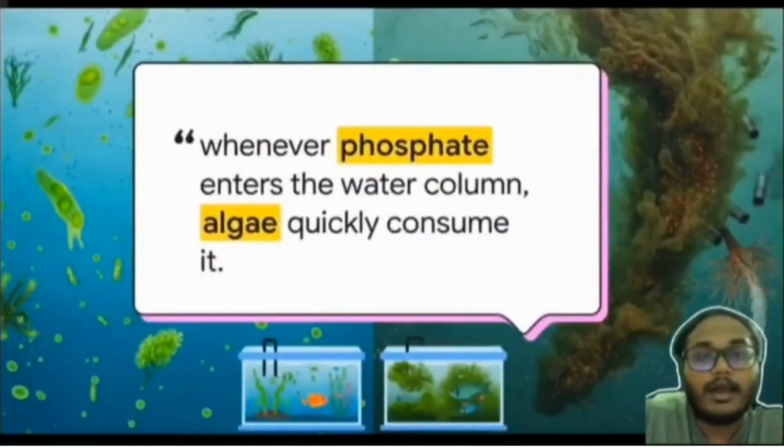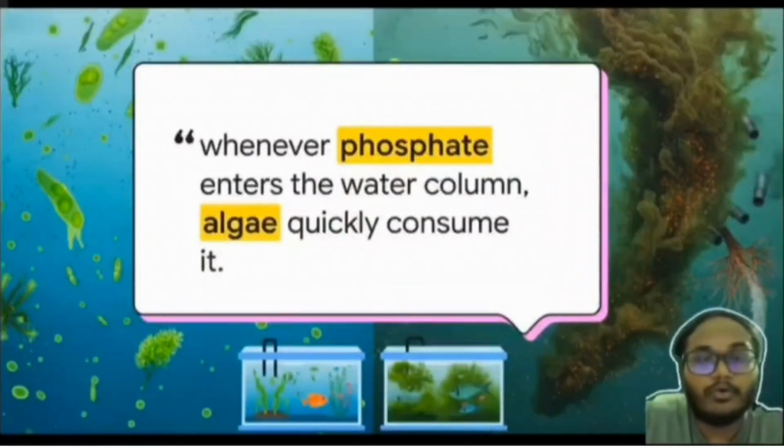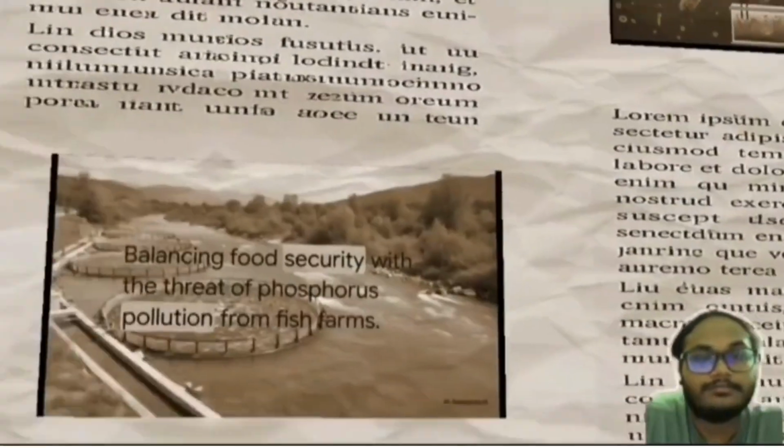In this slide, we see how algae bloom responds to the phosphate in water. Whenever the phosphate enters the water column, algae rapidly absorb and use it for growth. This is why even small increases in phosphorus can trigger the algae bloom. Therefore, controlling the phosphorus is important to prevent eutrophication.